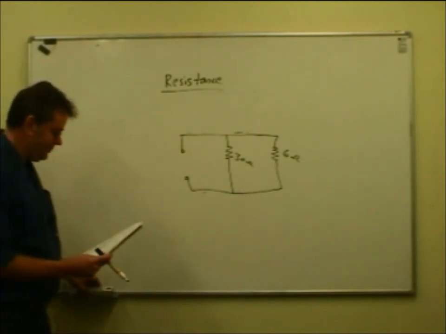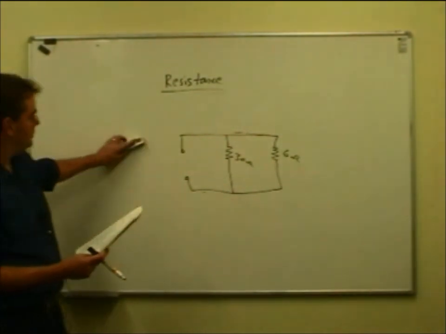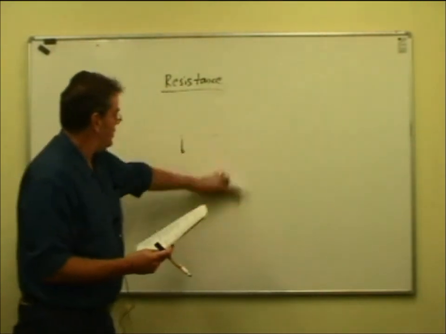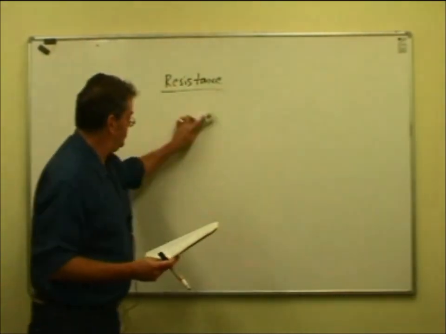Here's a good one. If 10 resistors of equal value, this can highlight something which I forgot to mention before, actually.